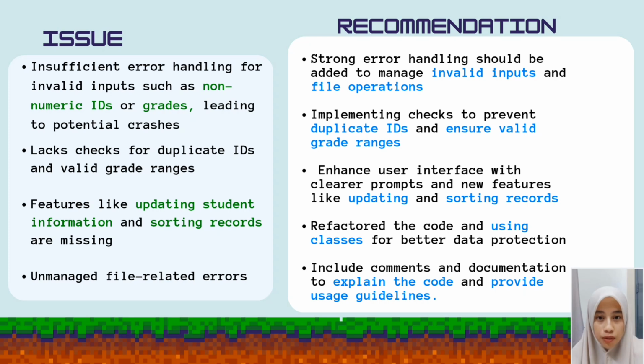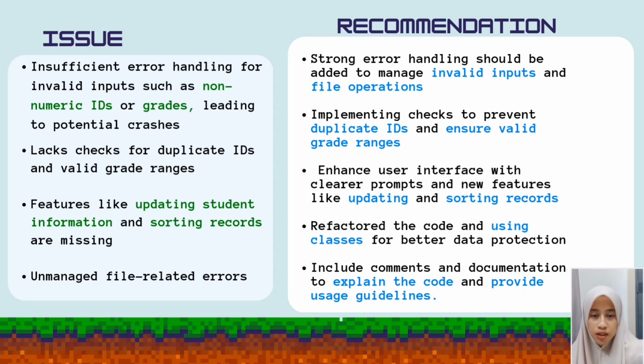Today, I will discuss some of the issues identified in our student record management system and the corresponding recommendations for improvement. Firstly, let's look at the issues. First one is insufficient error handling. The system currently has insufficient error handling for invalid inputs such as non-numeric IDs or grades, leading to potential crashes. The second one is lack of validations. There are no checks for duplicate IDs and ensuring valid grade ranges.